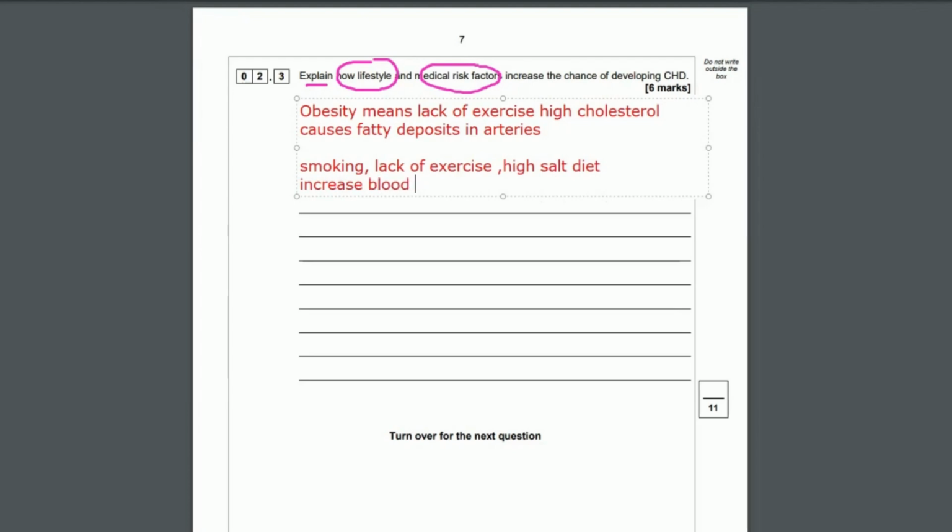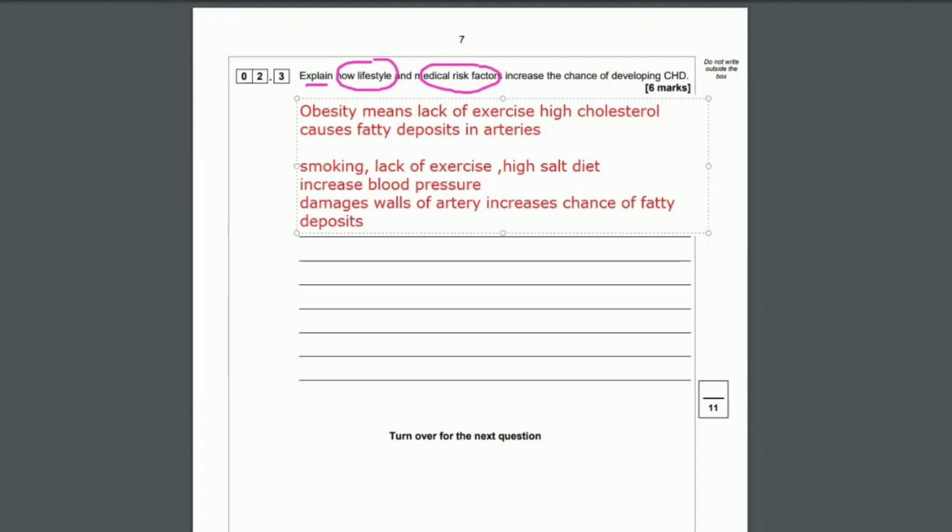I could have said stress as well. When you get stressed, when your parents get stressed, when your teacher gets stressed and shouts at you, any increase in your blood pressure is going to damage the walls of the artery. So it damages walls of artery, increases chance of fatty deposits.